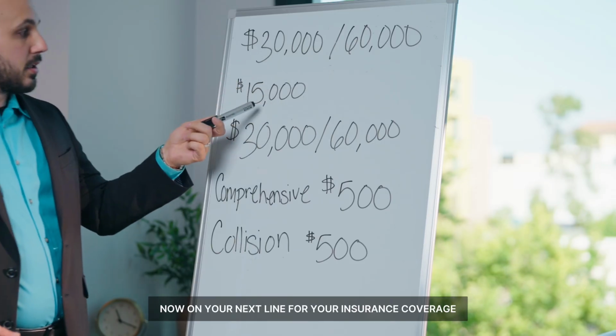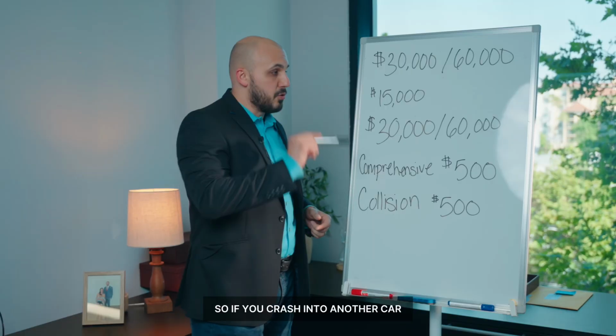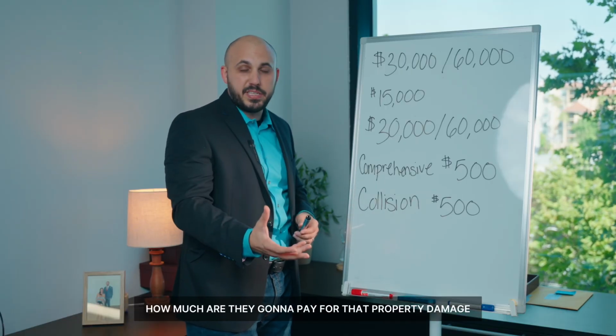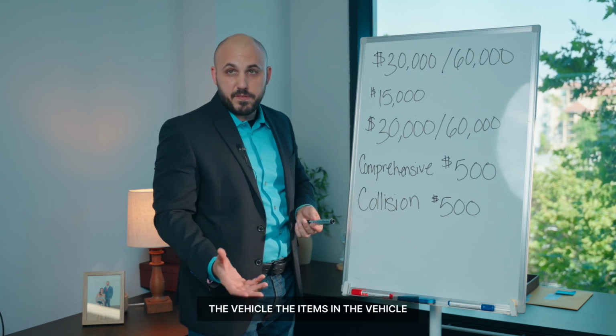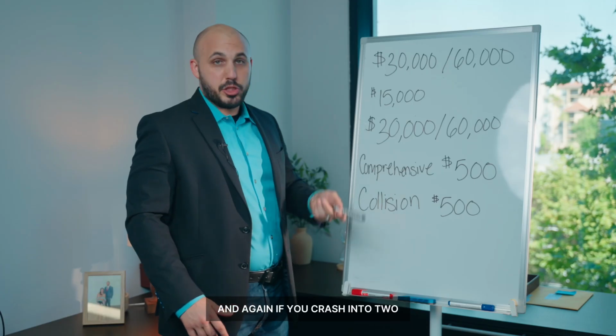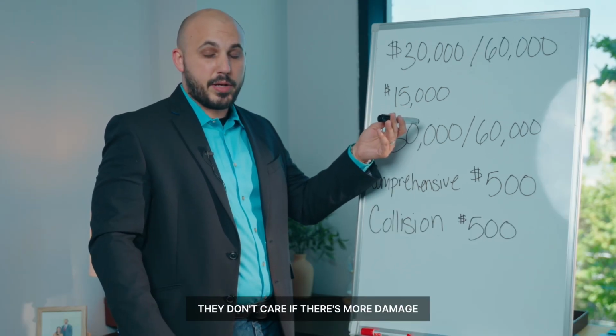Now, the next line for your insurance coverage is going to be your property damage. If you crash into another car, how much are they going to pay for that property damage, the vehicle, the items in the vehicle? Current minimum amount is $15,000. And again, if you crash into 2, 3, 4 cars over, 15 is all your insurance company's going to pay. They don't care if there's more damage.